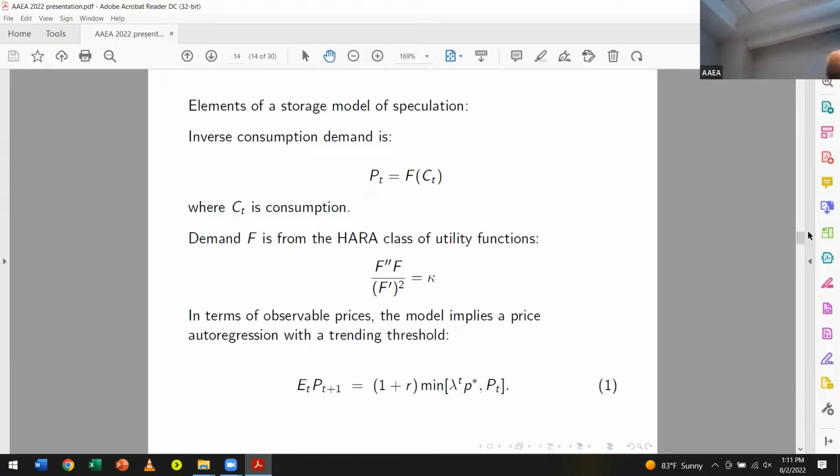Now for the very first time in this paper, we introduce a model. We have a storage model here, a very standard speculation storage model, and we don't need to go through the details in 3 minutes, but basically, the model comes up to this autoregression. The expectation at time t of the price in t+1 is a nonlinear model with a threshold, but the threshold depends on time. Lambda is a trend parameter to the power t. And so it's an autoregression, yes, but it's a nonlinear autoregression.